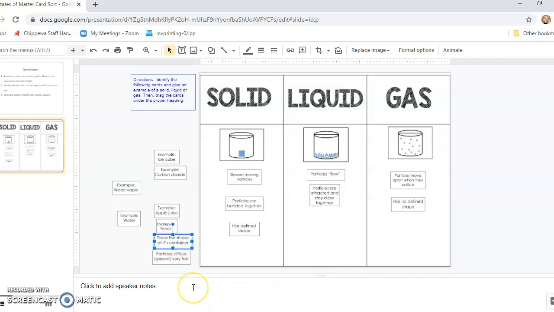Let's go to this one down here. Takes the shape of its container. We also know that to be liquid. They fill the container, they make the shape. When you have a glass of water, the water is in the shape of that glass.